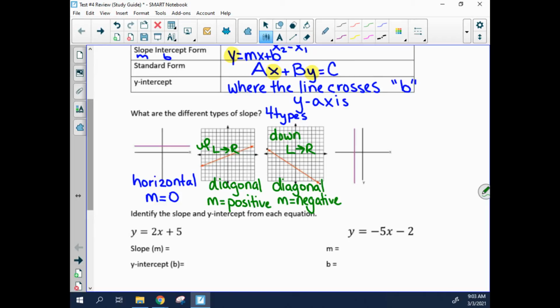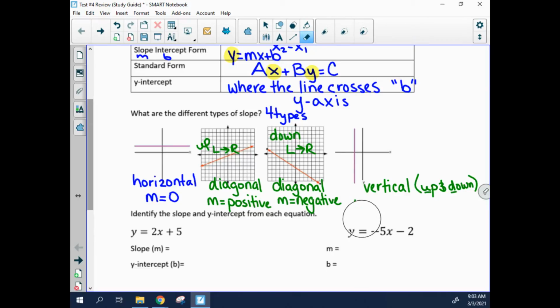Our last type of slope results from a vertical line. Vertical lines go up and down. And if they go up and down, you should remember that the u and the d should remind you that slope is going to be undefined for a vertical line. So you're going to write m is equal to undefined. In this case, this line goes through the x-axis, so our equation is going to be an x equals.